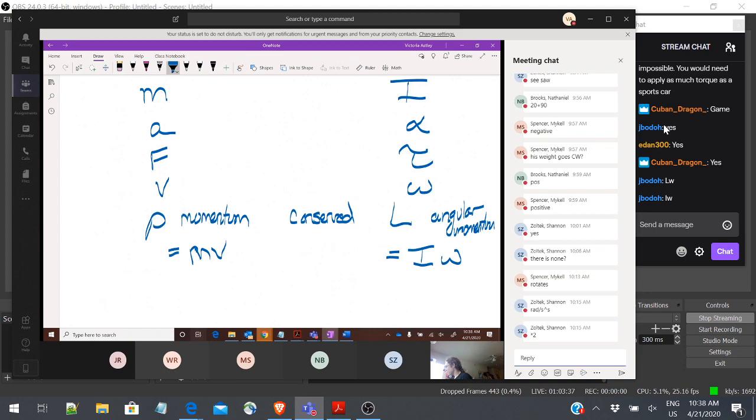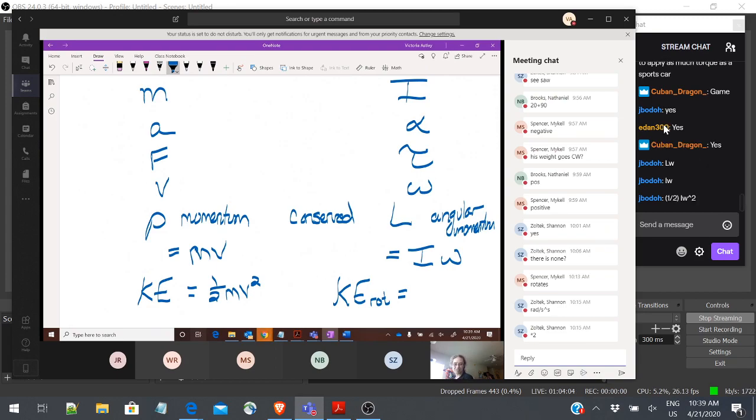You also have kinetic energy, 1/2 mv squared. You also have rotational kinetic energy. This is going to be, can you guess? Can you come to a rational conclusion? One half I omega squared, you are correct.